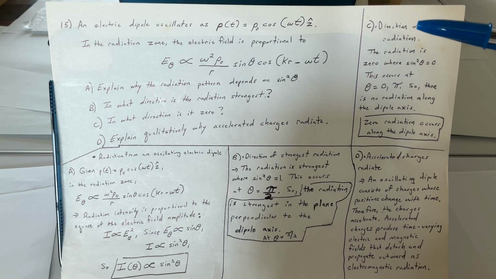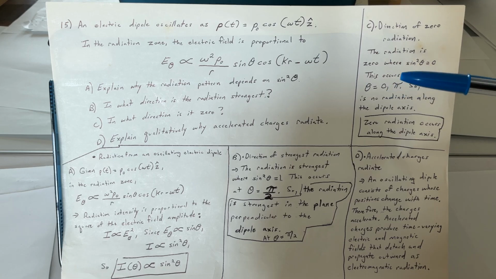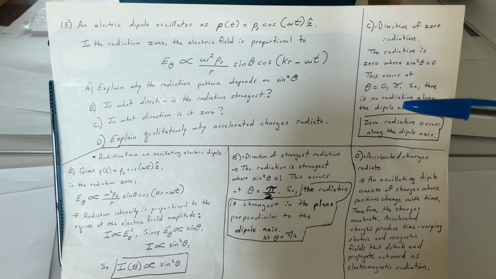In what direction is it 0? The direction of zero radiation: the radiation is 0 where sine squared theta equals 0. This occurs at two places, where theta is 0 and pi. So there's no radiation along the dipole axis.